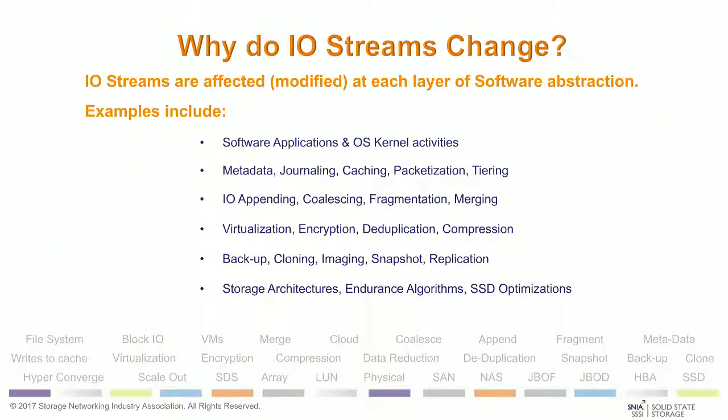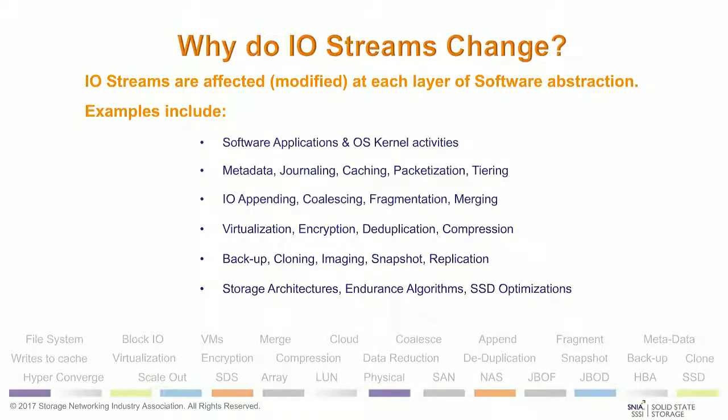Okay, why do these I/O streams change? Well, they change because various layers are doing something to the I/Os for a variety of reasons. The software applications or the OS kernel activities, there's metadata, caching, there's tiering. I/Os are appended, coalesced, fragmented, or merged. A lot of things happen to the I/Os as they go through the stack.